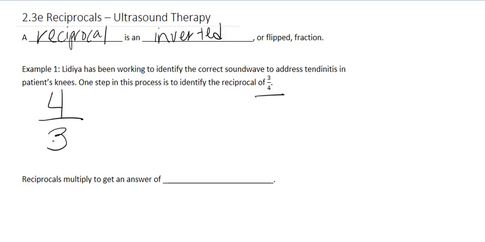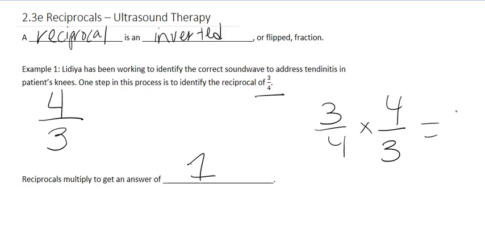So a very important reason behind finding the reciprocal is because reciprocals multiply to get an answer of 1. So for example, if we have 3/4 times its reciprocal, you would just get 1. As you can see, we can reduce these here. So it just gives us 1. So let's look at another example.